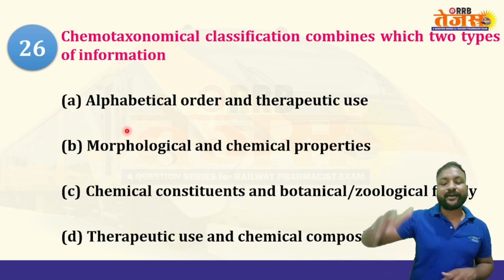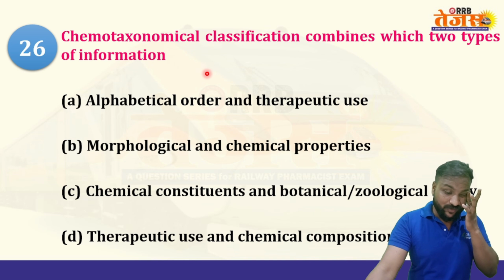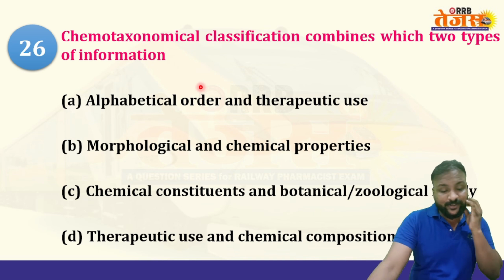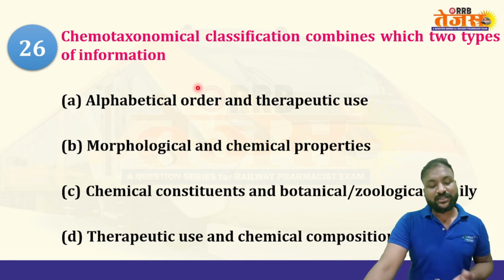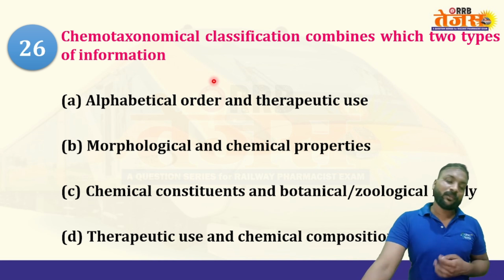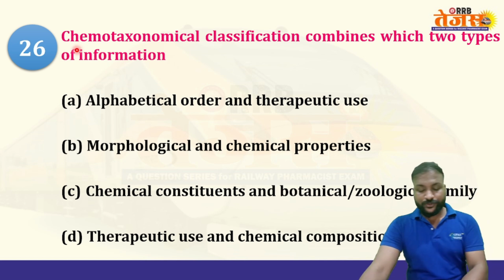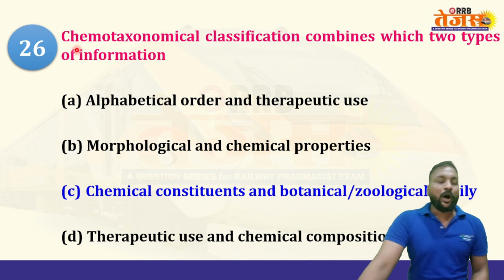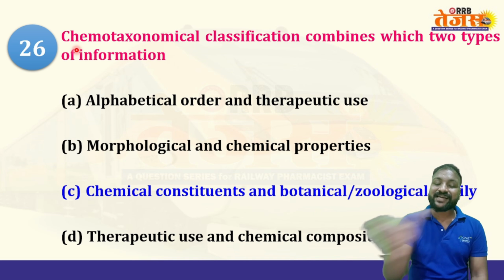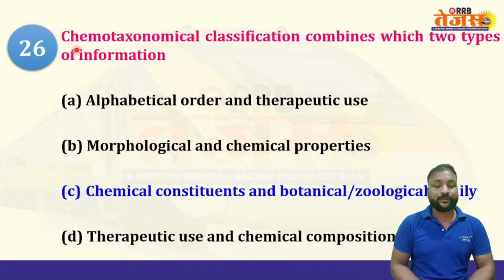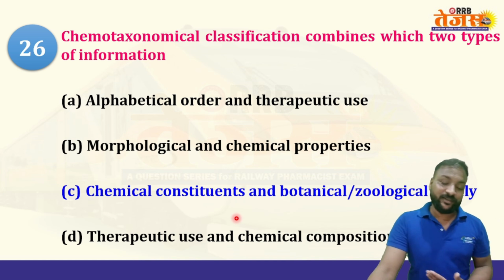Chemotaxonomical classification combines which two types of information? The name itself is saying chemotaxonomy. Options: alphabetical and therapeutic, morphological and chemical, botanical, zoology and therapeutic, and chemical. So we'll check for the right answer. Option C is right because the name says chemotaxonomy, chemical plus taxonomic classification, so chemical constituents and the botanical or zoological family.